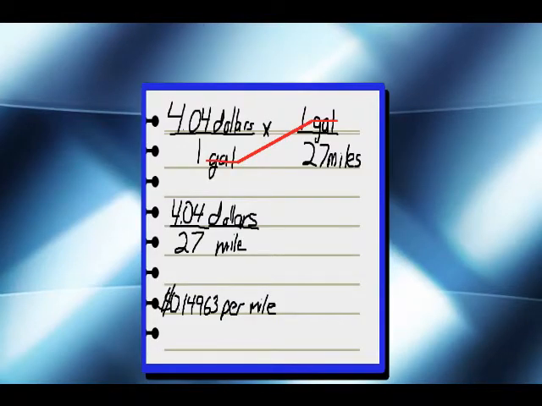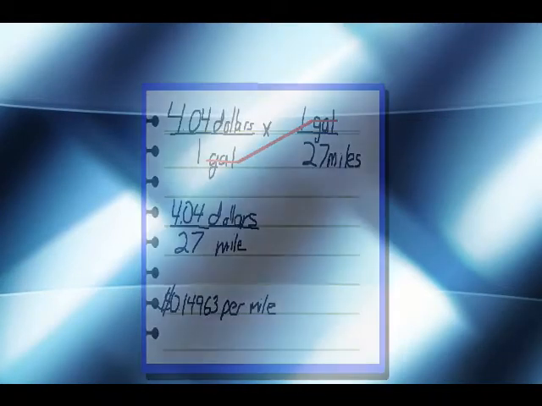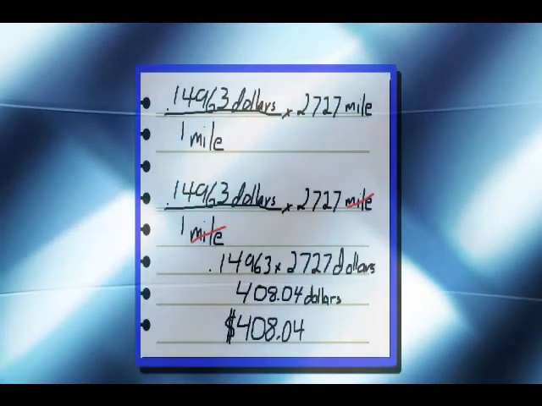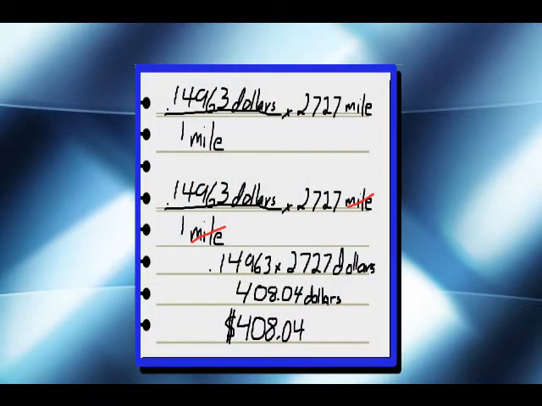So, canceling out my gallons, I get $4.04 over 27 miles. Using a calculator, this comes out to $0.014963 per mile, or roughly 15 cents per mile. I'm not going to round up to 15 cents per mile because it kind of throws off the calculations. But now that I know the cost for 1 mile, I can multiply this cost by my 2,727 miles.